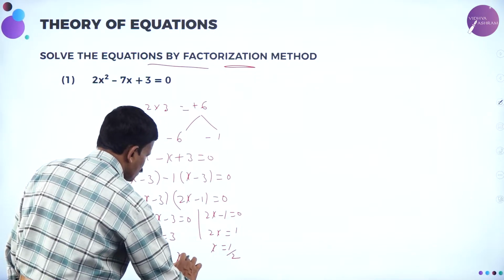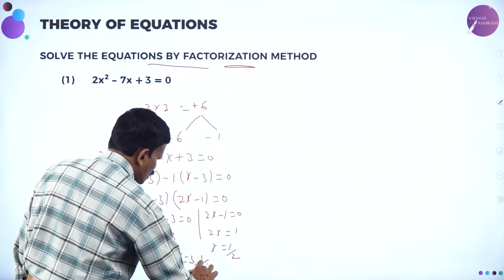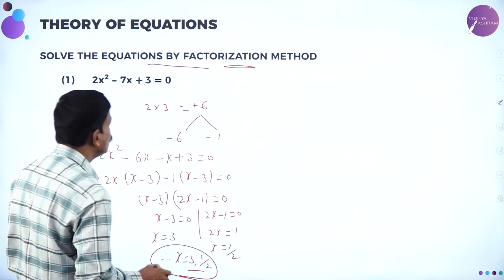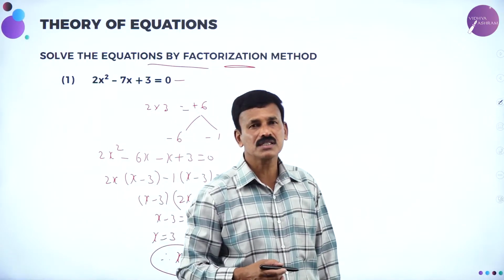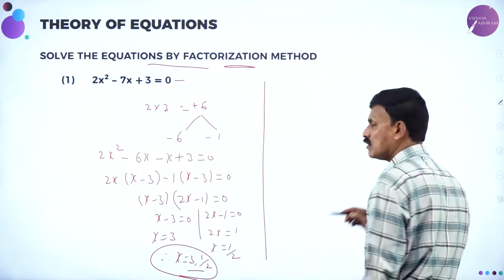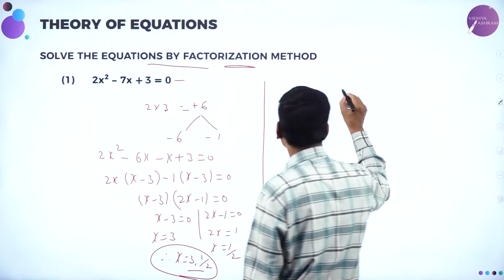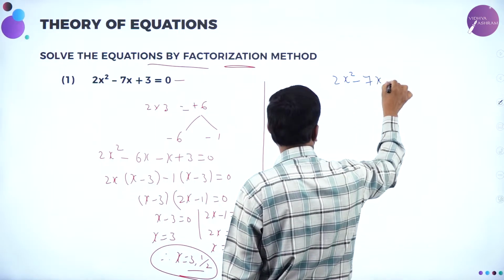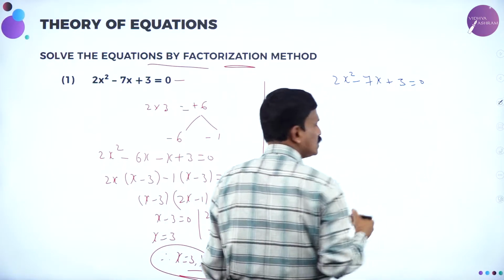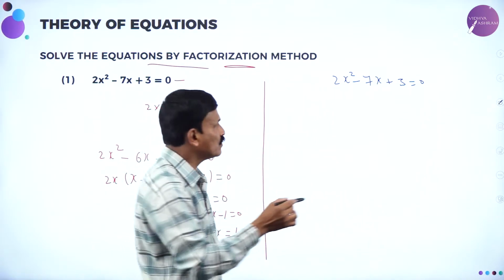So therefore the roots are x is equal to 3 or x is equal to 1 by 2, the roots for this quadratic equation. That's it. Okay. Or you can also factorize by the method of cross multiplication. 2x square minus 7x plus 3 is equal to 0. This can also be factorized by the method of cross multiply.